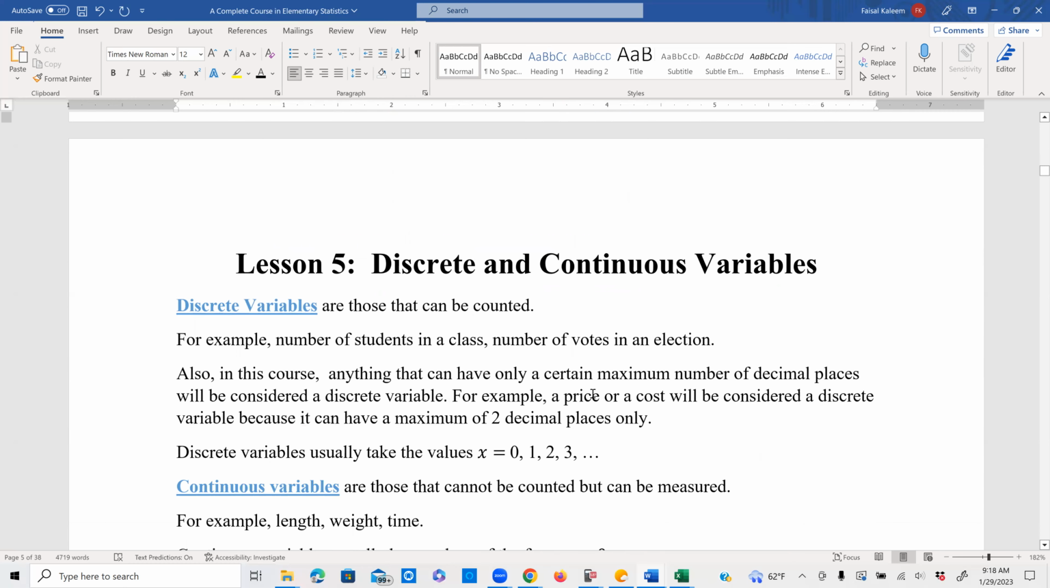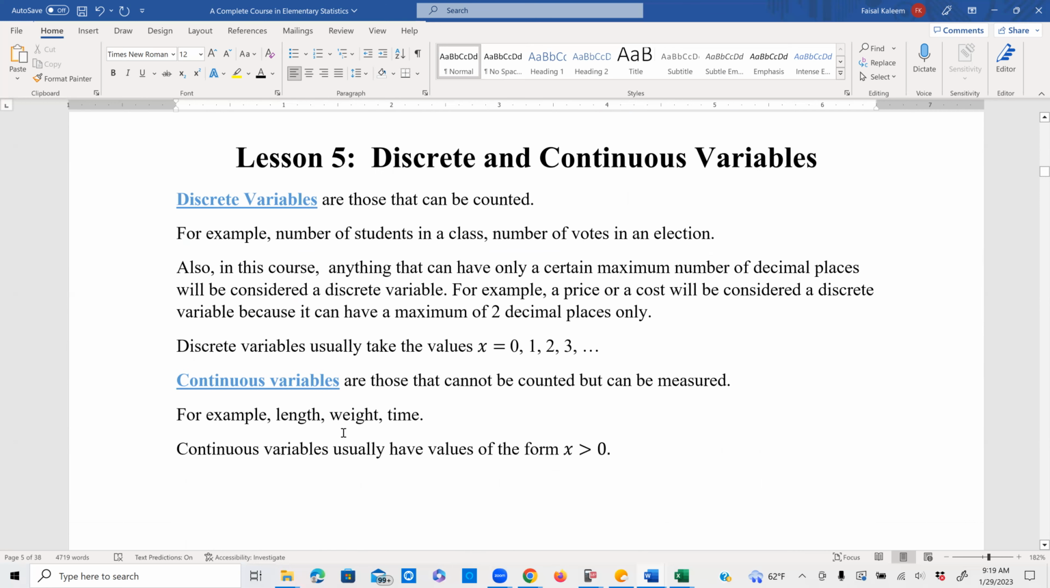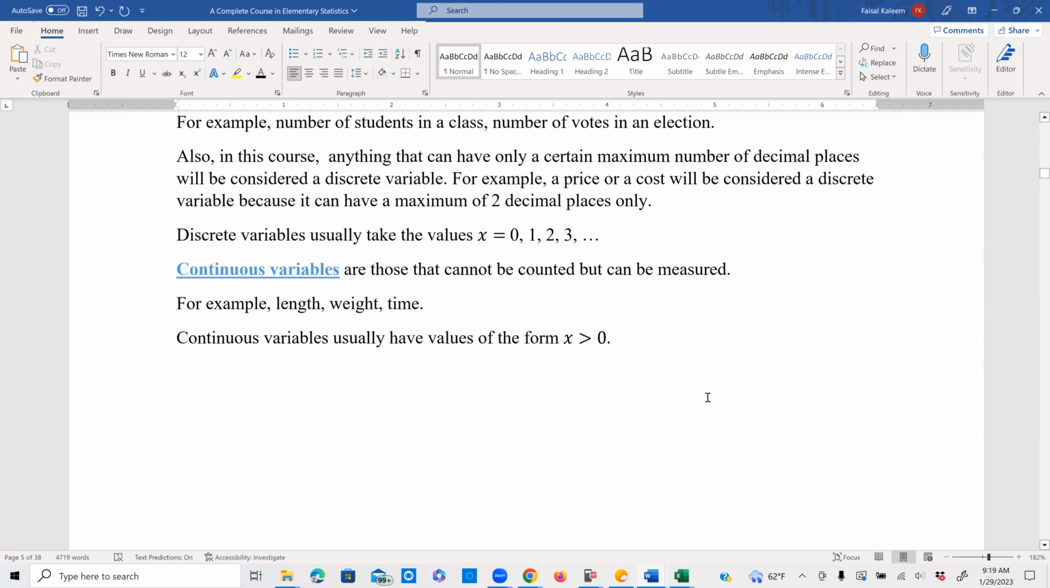Discrete variables are those that can be counted. For example, number of students in a class, number of votes in an election. And then we said that in this course, even price and cost will be discrete variables. Continuous variables are those that cannot be counted, but can be measured. For example, length, weight, time.